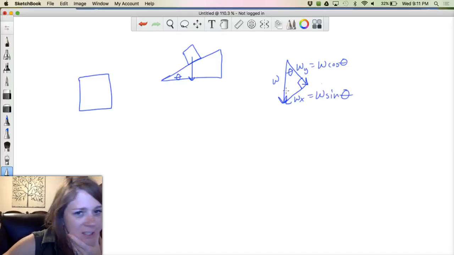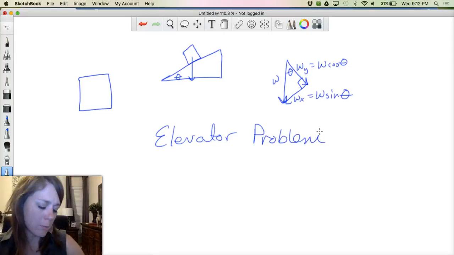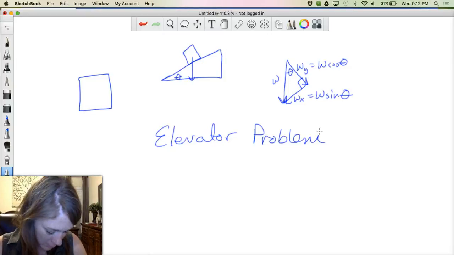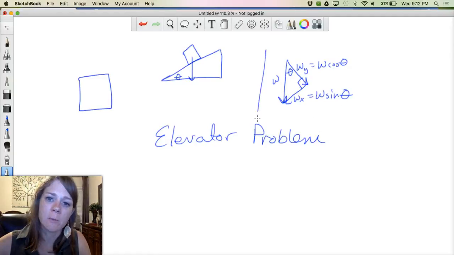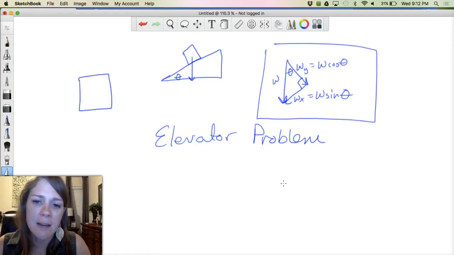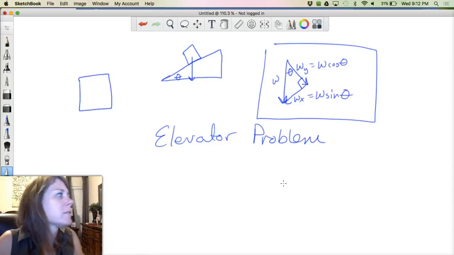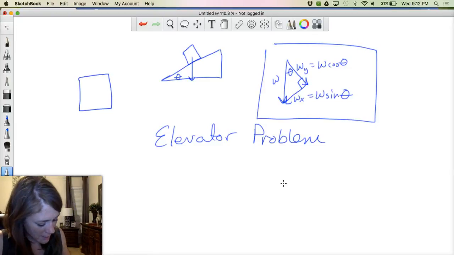Anything you should definitely study: the elevator problem. I spent some time on that elevator problem earlier in the review for a reason. You will definitely need to understand the elevator problem. You will definitely need to understand this right here, what I'm saying there. And what else? What other hint can I give you? Inclined planes and elevators.